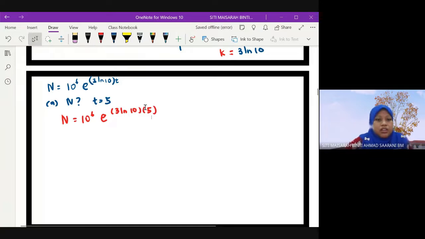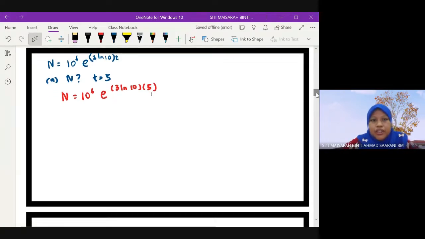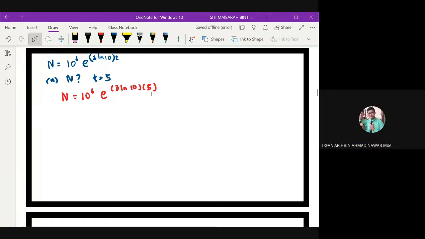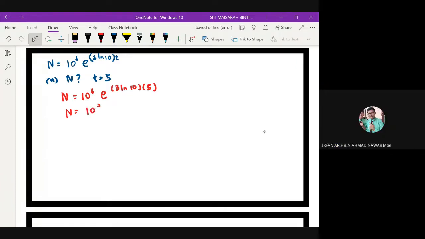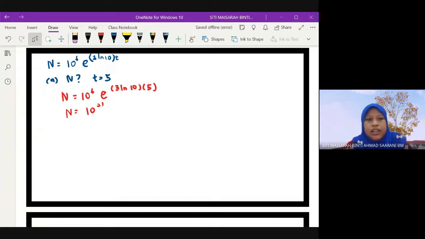So dapat berapa N ni? Boleh tekan calculator. 10 to the power of 21. Dia dapat N equals to 1 times 10 to the power of 21 kan calculator kan? So which is 10 to the power of 21 lah. Okay. So then ini untuk A lah. Inilah jawapan A. Okay. And then B pula.